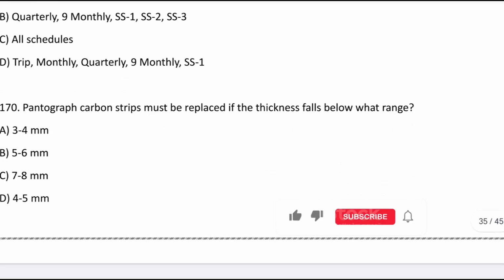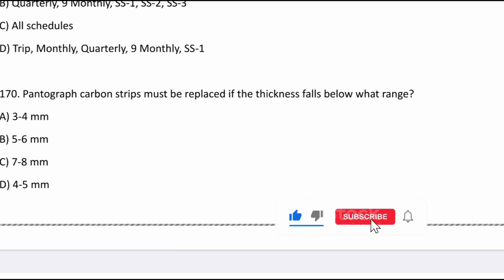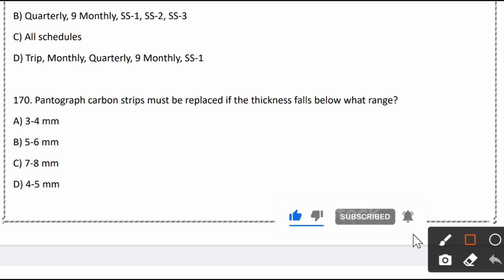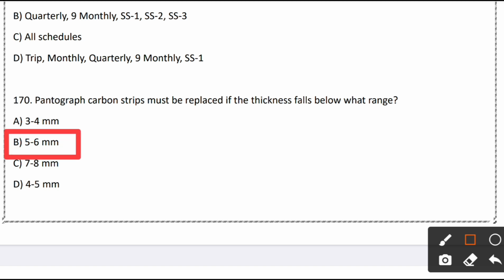170. Pantograph carbon strips must be replaced if the thickness falls below what range? A. 3 to 4 mm, B. 5 to 6 mm, C. 7 to 8 mm, D. 4 to 5 mm. The correct answer is B. 5 to 6 mm.